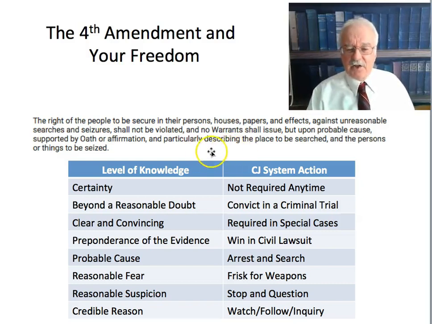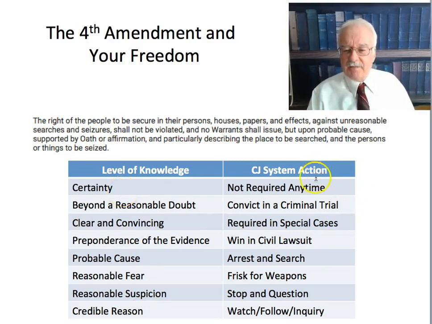Let's actually take a look at a little table. The level of knowledge column of the table has the level of knowledge a government agent has connecting you to criminal activity. And it ranges from certainty to beyond a reasonable doubt to clear and convincing evidence, preponderance of the evidence, probable cause, reasonable fear, reasonable suspicion, all the way down to just a little credible reason. So as you go higher, there's more evidence that you committed a crime.